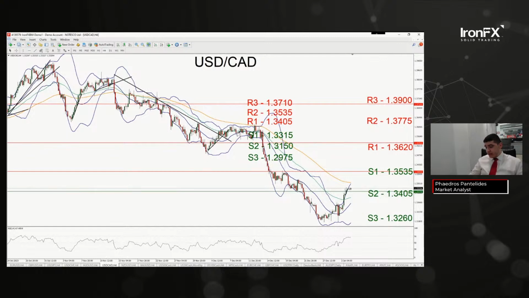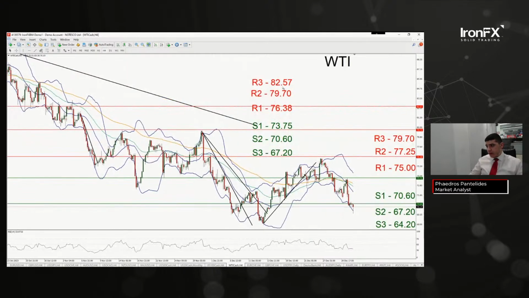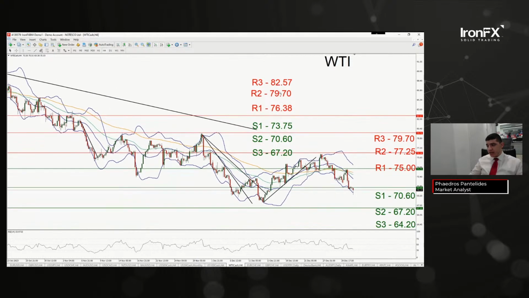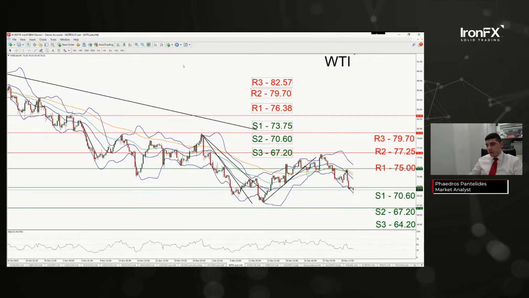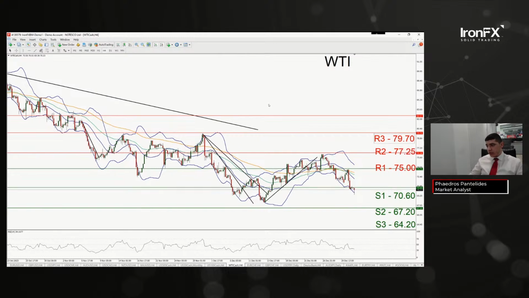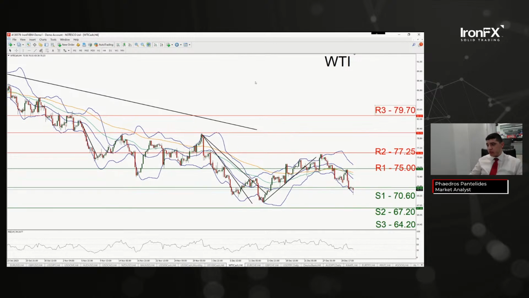Now, we could say that the loonie's weakness could be attributed to lower oil prices. Now, this is slightly surprising considering that the tensions in the Red Sea are rising. So we have multiple strikes. If I'm not mistaken, Reuters had reported yesterday that the Houthi rebels fired 2 more missiles into the Red Sea.